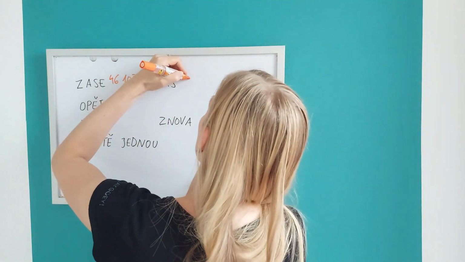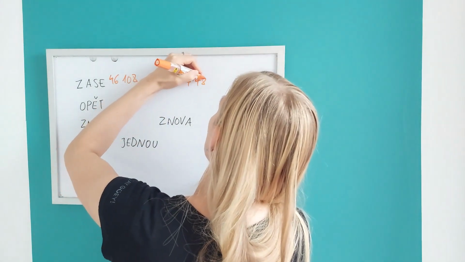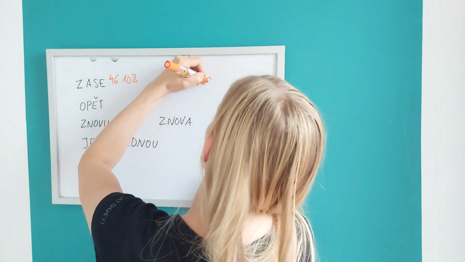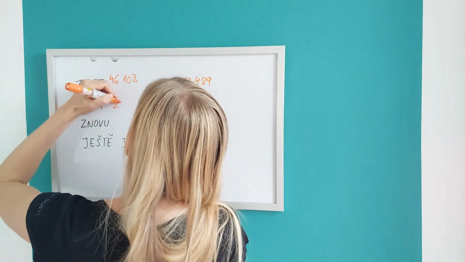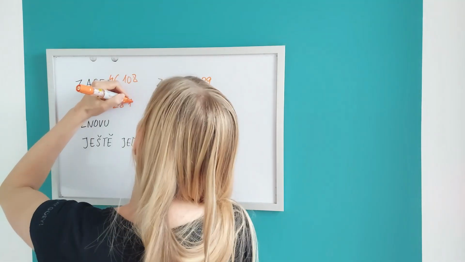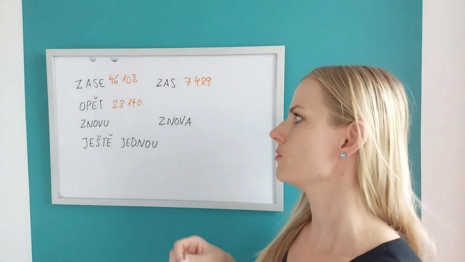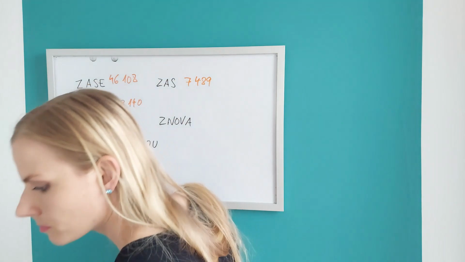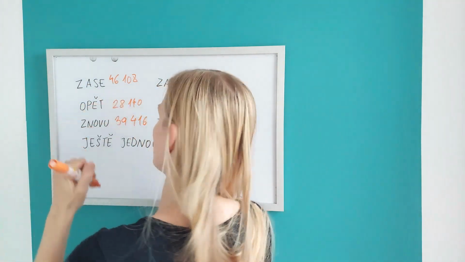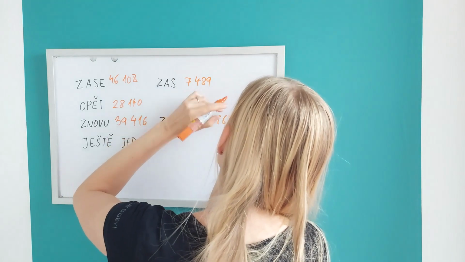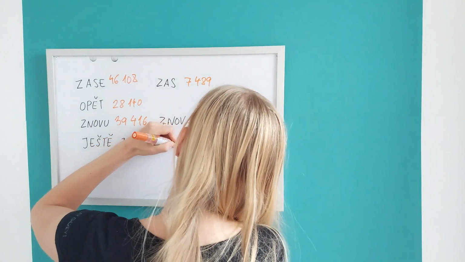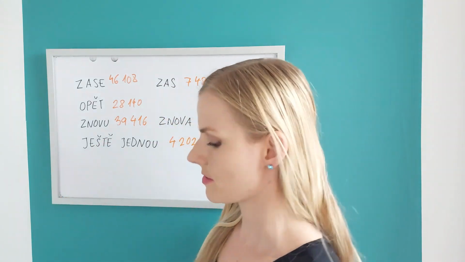And I also looked for zas because it's a different entry. That one appeared in a total of 7,489. I'm looking at my laptop right there. Opět appeared in a total of 28,140. Znovu, 39,416. And znova, 2,396. And the last one, ještě jednou, a total of 4,202 entries.